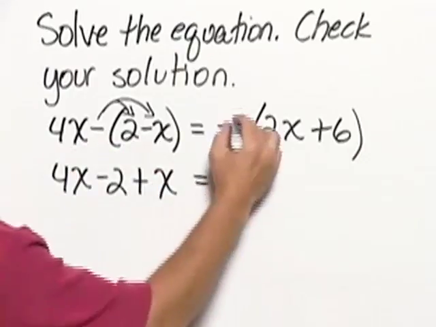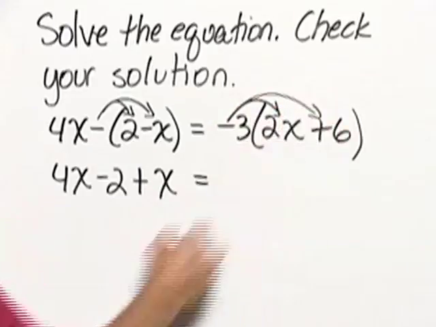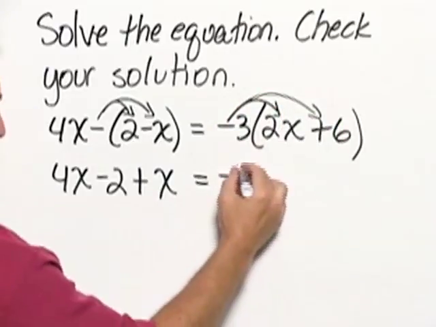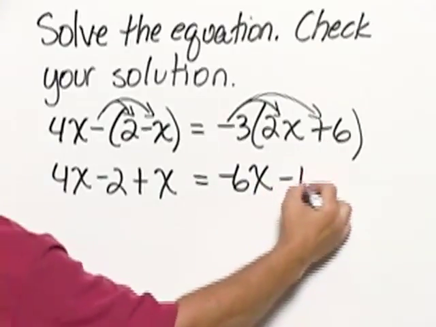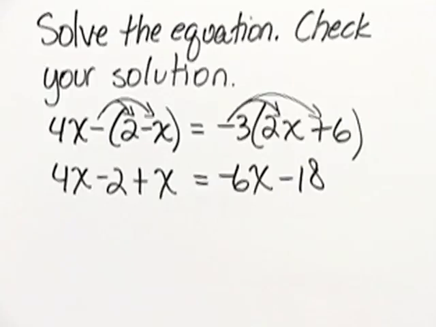On the right-hand side, we must distribute the -3. So that's -3 times 2x, -6x. -3 times positive 6 is -18.